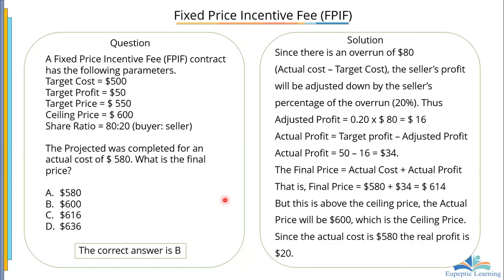Can the final price be equal to the actual cost used by the contractor? So let's go back to what we have here. Okay, so Hermensa says that it is highly impossible. Now, with what we have here, the actual cost of the project is what? 580.